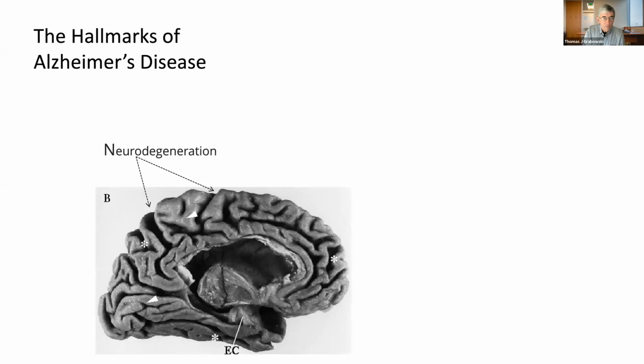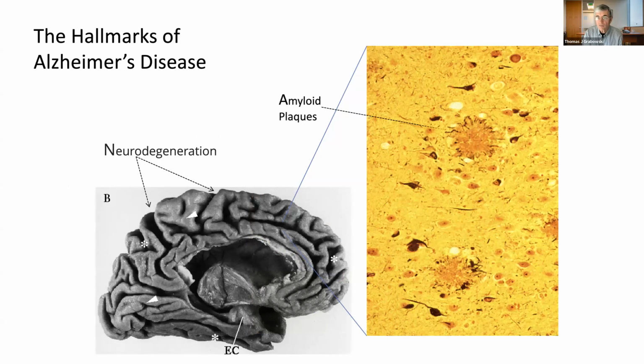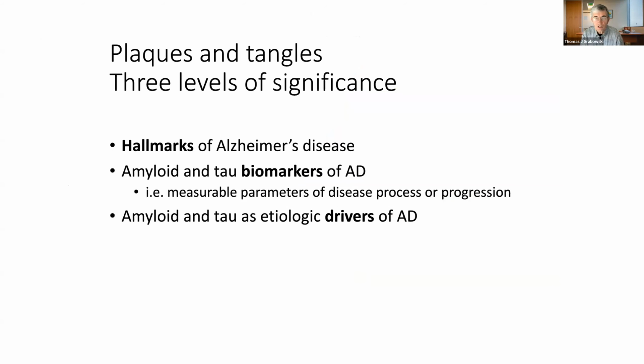So just to remind everybody as a touch point, of course, we know the hallmarks of Alzheimer's disease are amyloid plaques composed primarily of amyloid beta species and tau neurofibrillary tangles, which are intracellular accumulations of hyperphosphorylated tau. And you can think of plaques and tangles as having three levels of significance. First, they're the hallmarks of the disease. Just by definition, Alzheimer's disease is that which is accompanied by plaques and tangles and neurodegeneration.